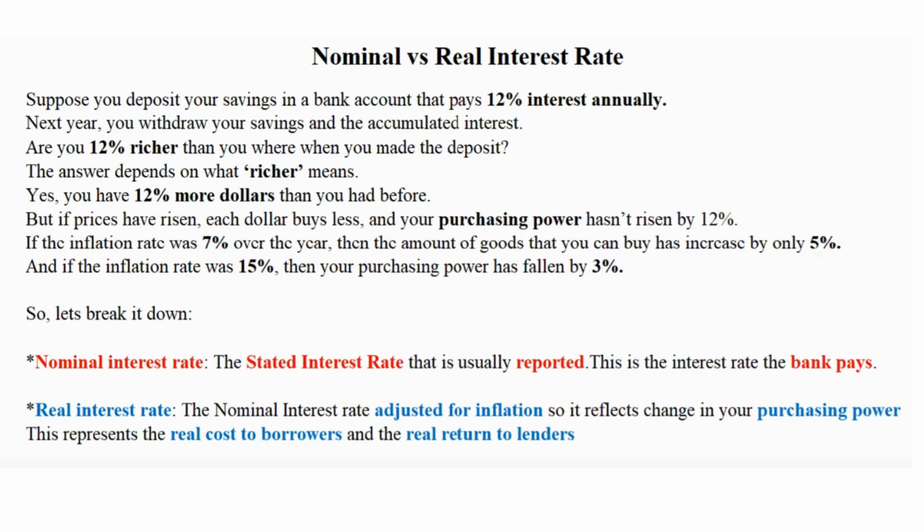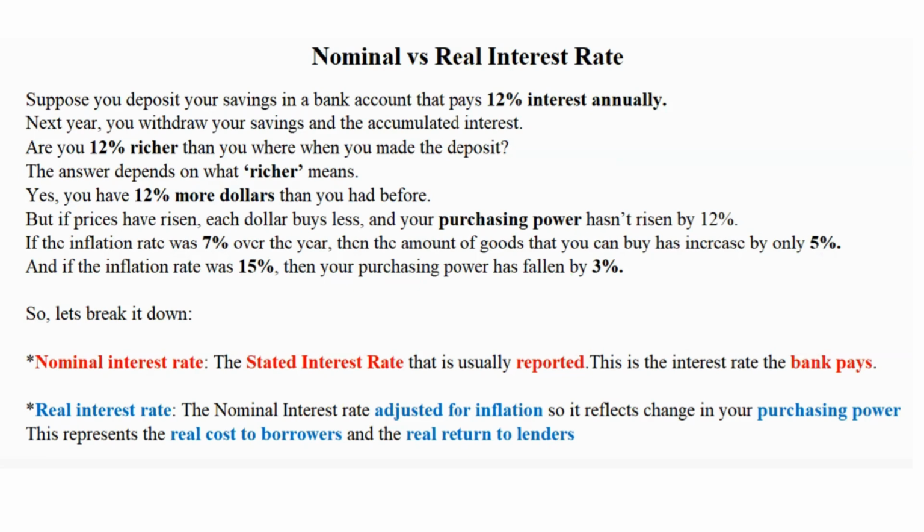Let's talk about the difference between nominal and real interest rate. To do that, consider the following example. Suppose you deposit your savings in a bank account that pays 12% annual interest. Next year, you decide to withdraw your savings and the accumulated interest. Now, the question arises: are you 12% richer than you were when you made the deposit? This depends upon what we mean by richer.